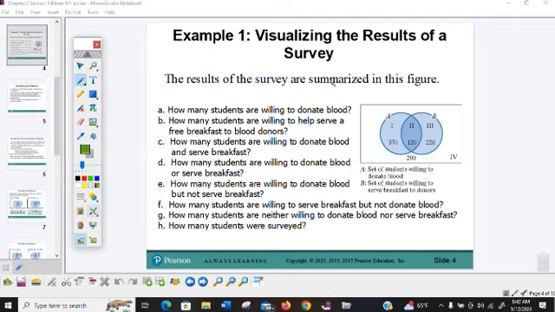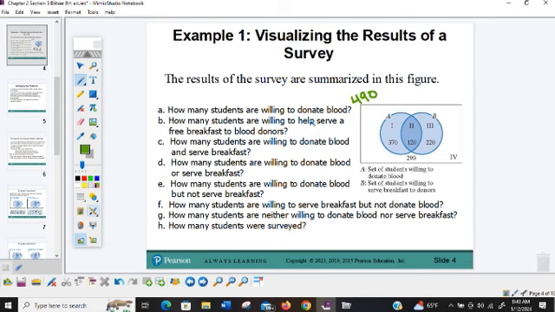All right, so here's what we've got. A is the set of students who are willing to donate blood. That's the A circle. B is the set of students who are willing to serve breakfast to donors. So let's answer some questions. How many students are willing to donate blood? Okay, so that would be everyone in this circle, and add those up, and that's going to be 490. Whoops, and I wrote that in the wrong spot. Hang on. Goes up here for this one.